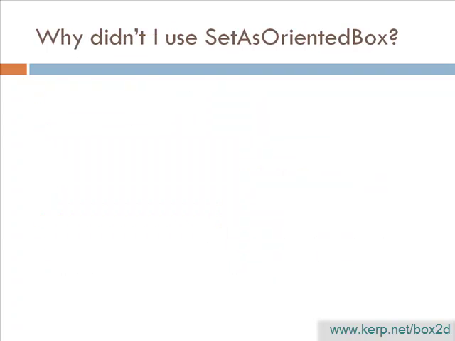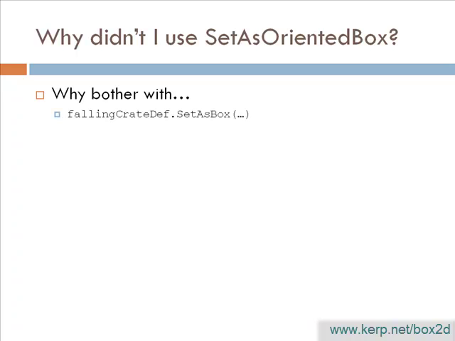One question that you may or may not have is, why didn't I use setAsOrientedBox when I created my crate that I wanted tilted at 30 degrees? So, for example, when I created my falling crate, first I set it as a box, and then later I took the body definition and I set the angle to something like 30 degrees.